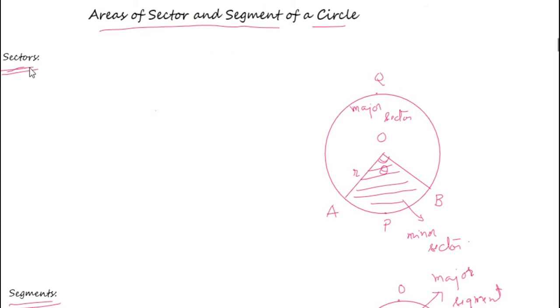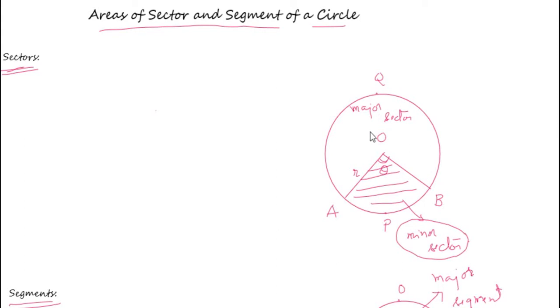What is a sector? This is a circle with center O, and this is an arc. APB is an arc. Now this area enclosed by this arc APB and the radii OA and OB is known as a sector. If the area of the sector is less than the area of a semicircle, then such a sector is known as a minor sector.